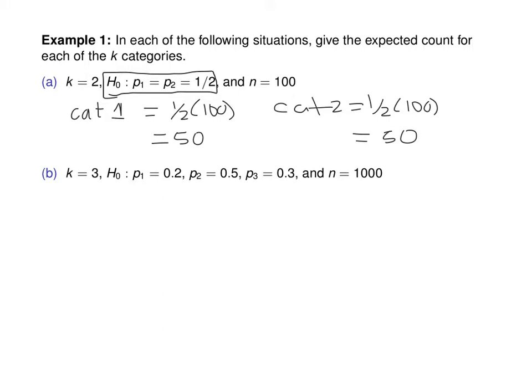So this could be something like tossing a coin. You'd expect that the probabilities of heads and tails are equal. And because k is equal to 2, the degrees of freedom is k minus 1, or 2 minus 1, or 1.